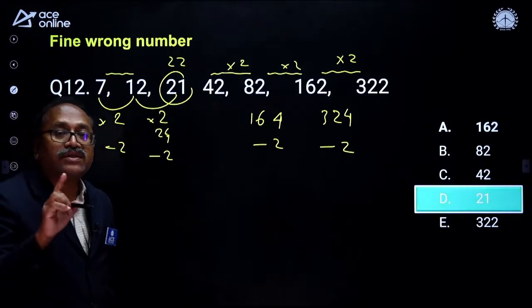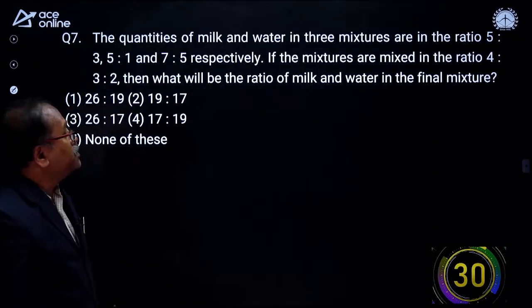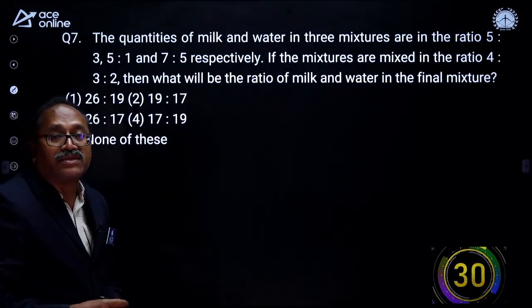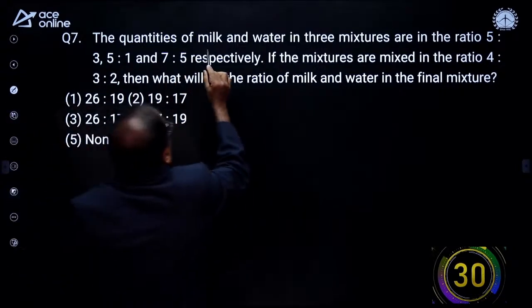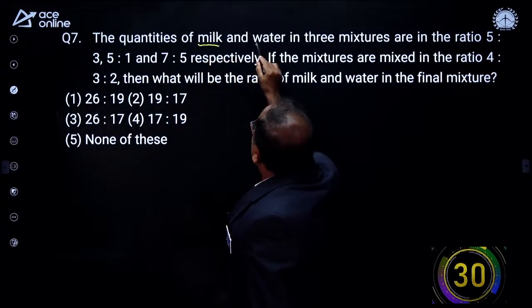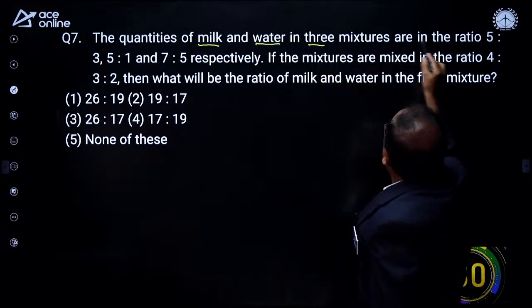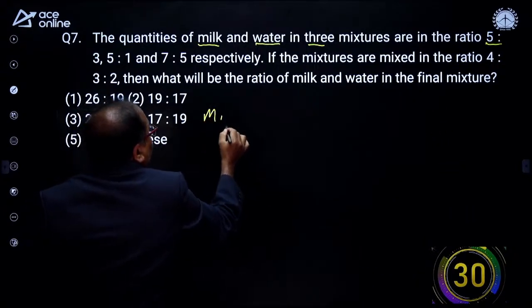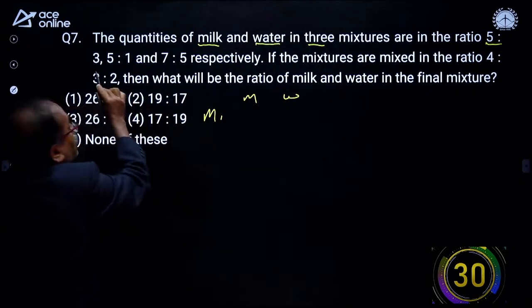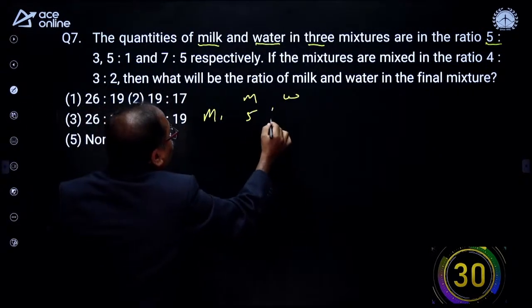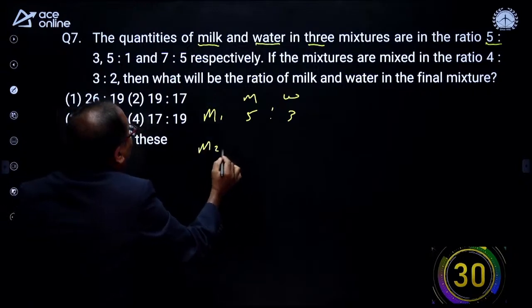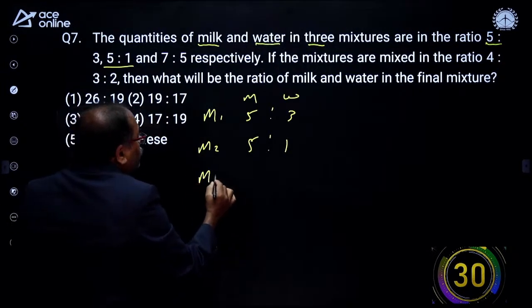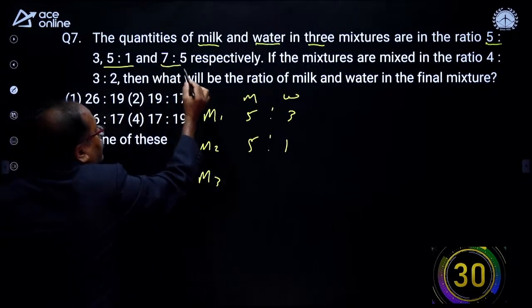Okay. The next question is about the alligation mixture. Don't miss this question. Understanding of the alligation mixture is very, very important. The quantity of milk and water in 3 mixtures. There are 3 mixtures. Mixture 1, milk and water, the ratio is given as 5:3. Mixture 2, the ratio of milk and water is 5:1. And mixture 3, the ratio of milk and water is 7:5.